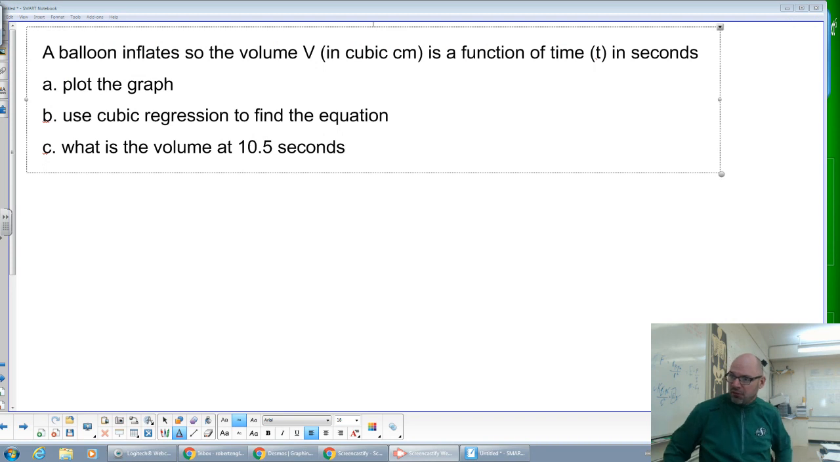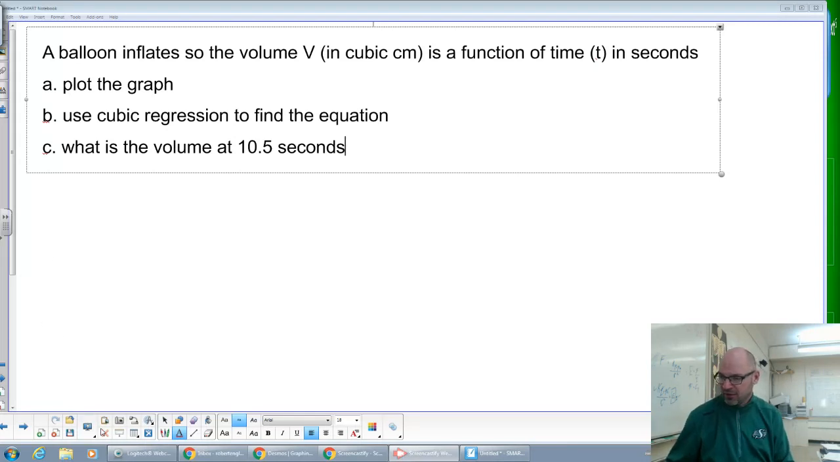Okay, guys, here's the cubic regression one. I haven't put the table up yet, but I'm just stealing one out of the book here. It says a balloon inflates, so the volume V in cubic centimeters is a function of time t in seconds. Plot the graph. Use cubic regression to find the equation. What is the volume at 10.5 seconds?